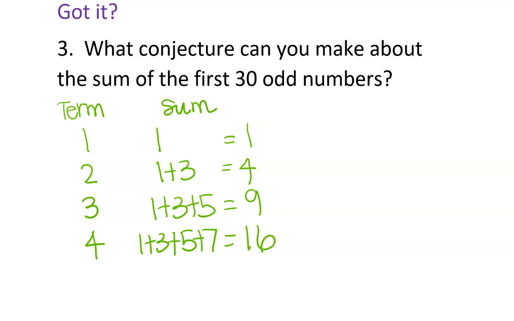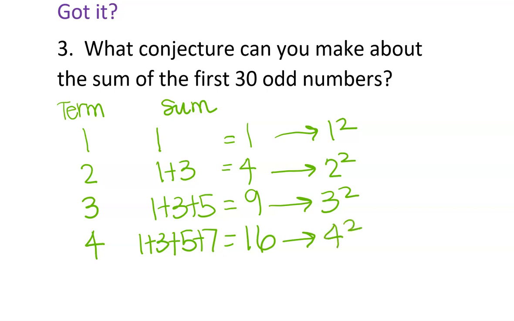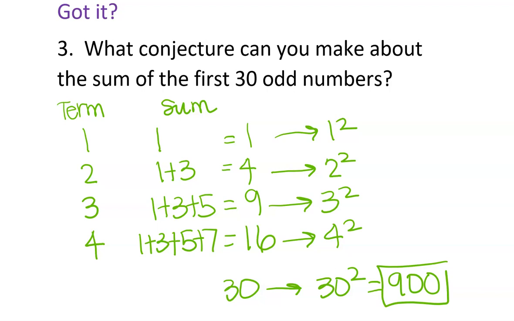So to me, when I look at these, 1 is the same as 1 squared, 4 is the same as 2 squared, 9 is the same as 3 squared, and 16 is the same as 4 squared. So I think these are moving up as perfect squares. So if we look at 30 odd numbers, it would be the same as 30 squared or 900. Again, that one's something that you have to recognize that this is a list of perfect squares. Tough to do, but once you've seen it, you might recognize it again.